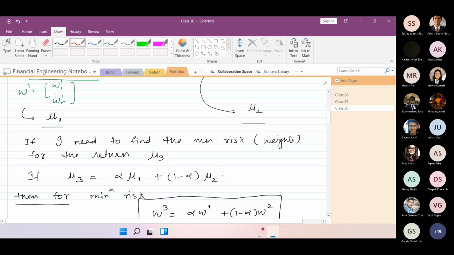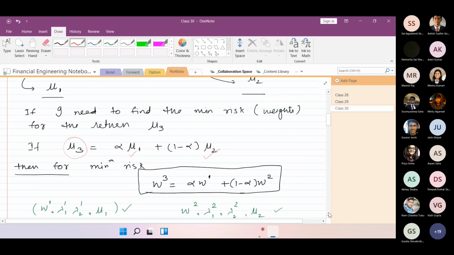Because mu1 is known to you, and mu2 is also known to you because you know these two solutions, using this combination of alpha and 1 minus alpha, and knowing the value of mu3 for which you are looking for the minimum risk, you can get the value of alpha. Once you know alpha, this is the statement I am making: for minimum risk for a given return mu3, the weight W3 would have the same combination, alpha times weight 1 plus 1 minus alpha times weight 2.